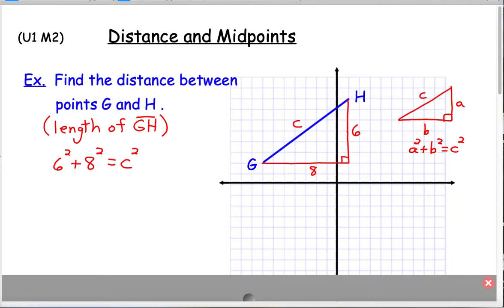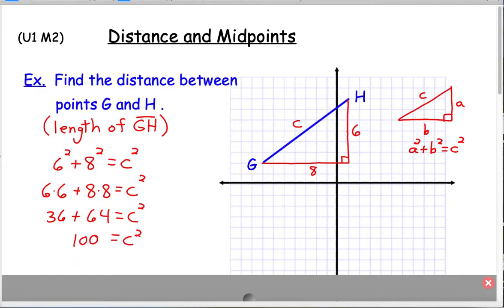6 squared, remember, means 6 times 6, not 6 times 2. And 8 squared means 8 times 8. So that's going to be 36 plus 64 equals C squared. And when I add those, I get 100 equals C squared. So I'm looking for a number that when I square it, I get 100. There's actually 2 answers. C could equal 10, because 10 times 10 is 100. C could also equal negative 10, because negative 10 times negative 10 is positive 100.